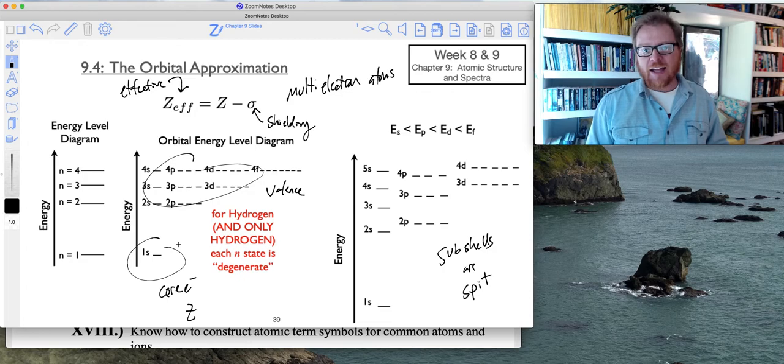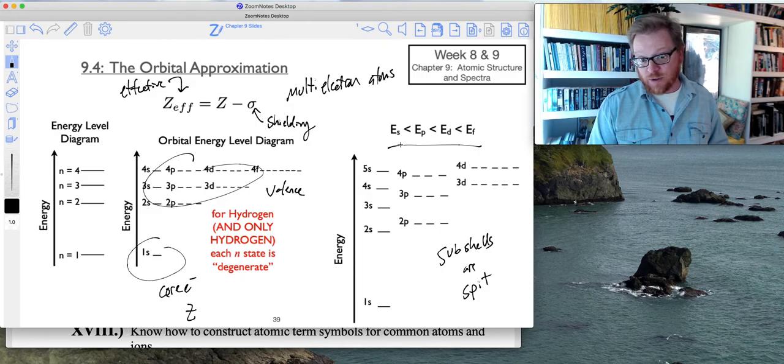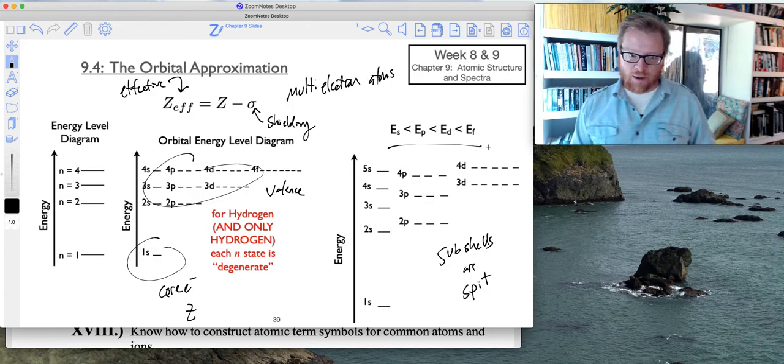Okay? And so that splitting goes, hopefully you remember this from the good old Gen Chem days and inorganic, S orbitals are lower in energy than P, which are lower than D, which are lower than F. Okay? So we see 1s, 2s, and then we go to 2p, and then 3s, and then 3p, 3d, and then 4s, 4p, 4d, and then 5s, and so on.